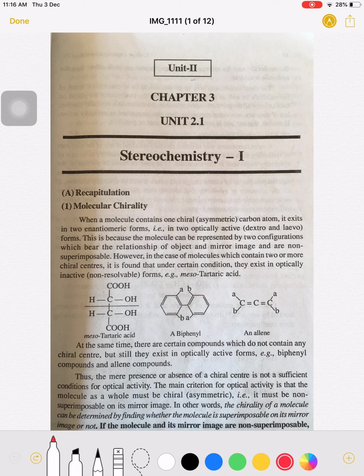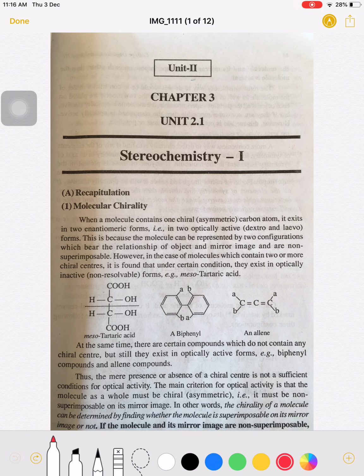But at the same time, there are certain compounds. Now see here, we are studying comparatively these three molecules. In this case, mesotartaric acid, there are two chiral centers, 1 and 1. We know that those molecules which have chiral centers may show optical activity. But in case of this mesotartaric acid, though this molecule has two chiral centers, it is optically inactive.